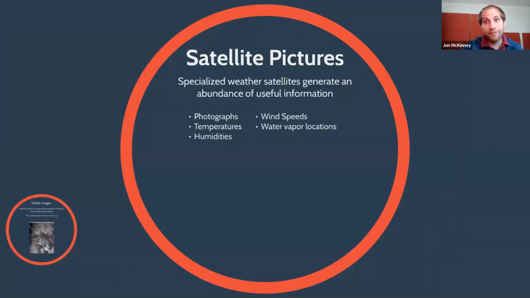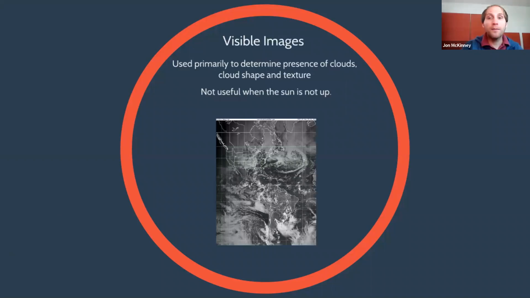Okay, satellite pictures. Specialized weather satellites can generate an abundance of useful information. Well, that's cool. We could have photographs, temperatures, humidities, wind speed, water vapor locations. Satellite, cool, let's use satellites. So one of the most common satellite images that we look at is called visible images. We call it visible moisture. So when you click in on aviationweather.gov and you want to look at a satellite picture, you'll have one that says visible moisture. And you click visible moisture and it'll show you the presence of clouds. It'll show you the shape, the texture. You can actually kind of look at the thickness. But pro tip, it's not very useful when the sun's not up.